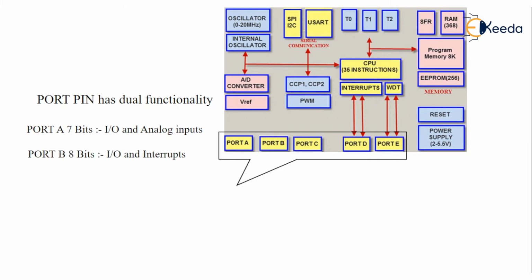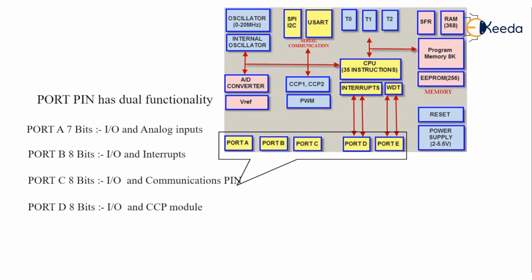Then port B. Port B is 8 bits. That means 8 pins are assigned to port B. It also has a dual functionality, IO and interrupts. There are 2 types of interrupts, internal interrupts and external interrupts. Internal interrupts we generally generate through software, whereas external interrupts we can use on these pins. Port C is 8 bits, 8 pins are assigned, and has a dual functionality, IO and communication pins. Communication pins are assigned for serial communication, SPI protocol, I2C protocol and CAN bus protocol.